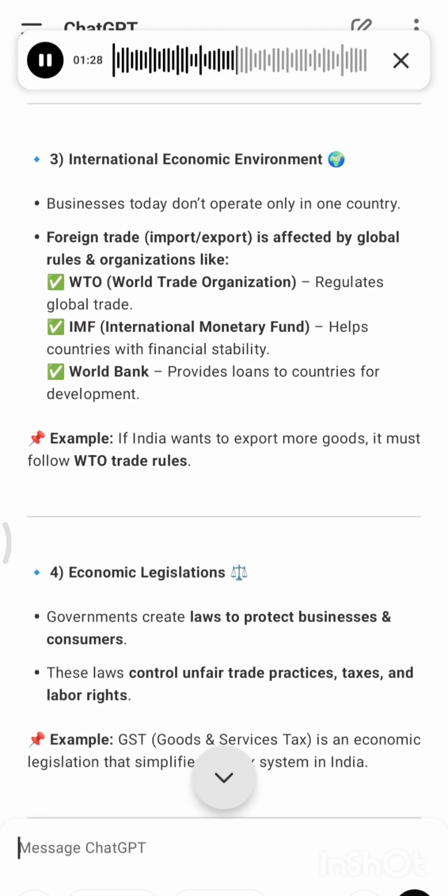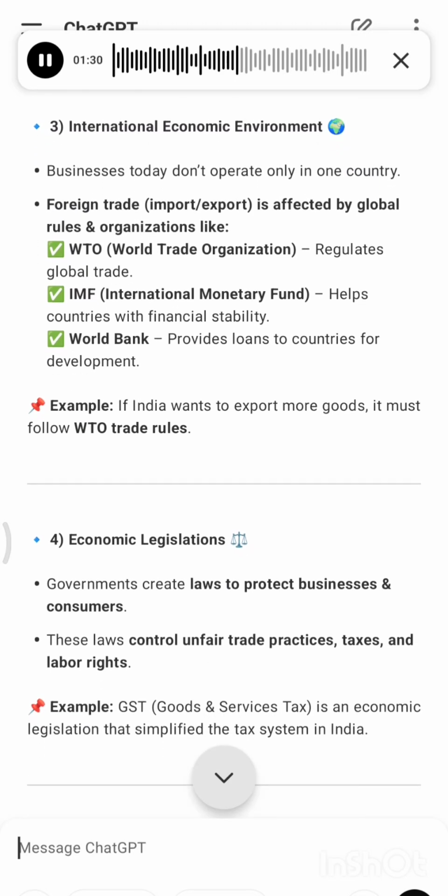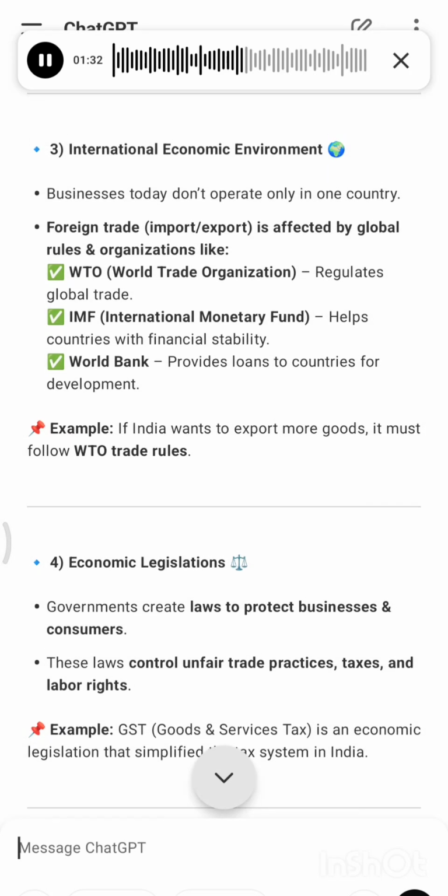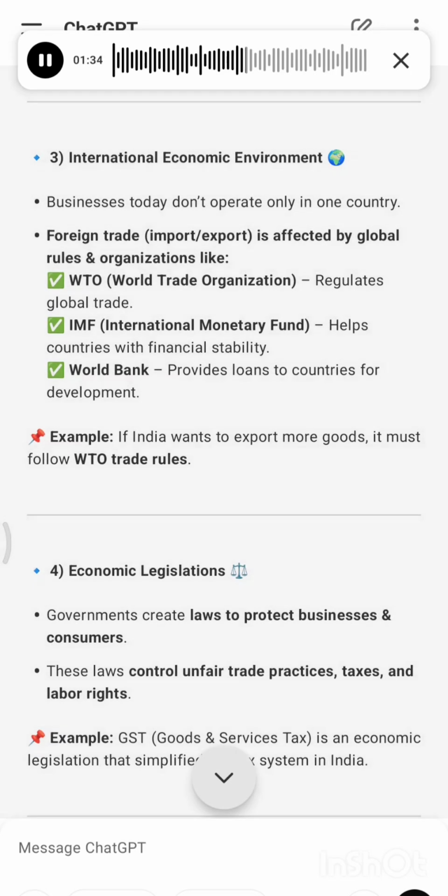Now 3. International economic environment. Businesses today don't operate only in one country. Foreign trade, import-export, is affected by global rules and organizations like WTO. World Trade Organization regulates global trade. IMF, International Monetary Fund, helps countries with financial stability. World Bank provides loans to countries for development. Example: if India wants to export more goods, it must follow WTO trade rules.